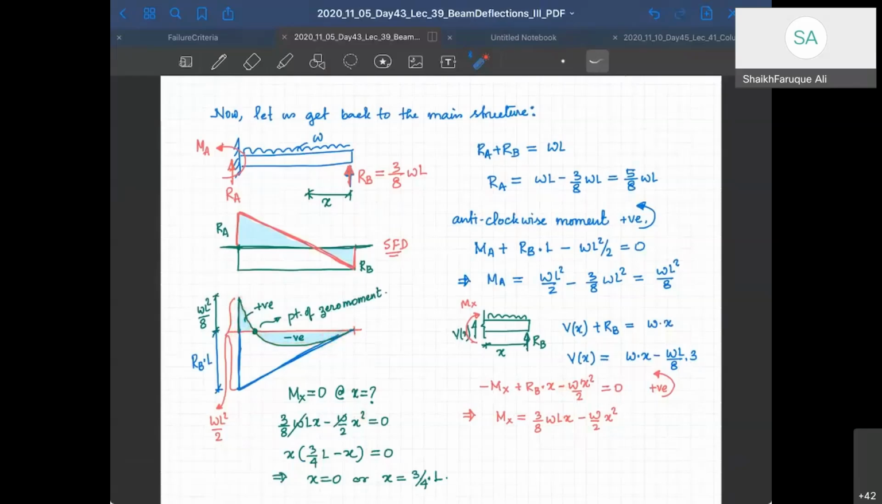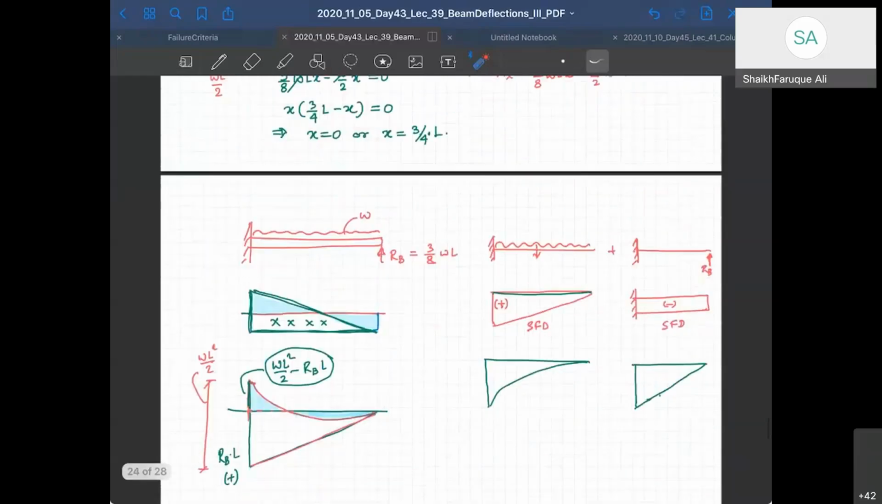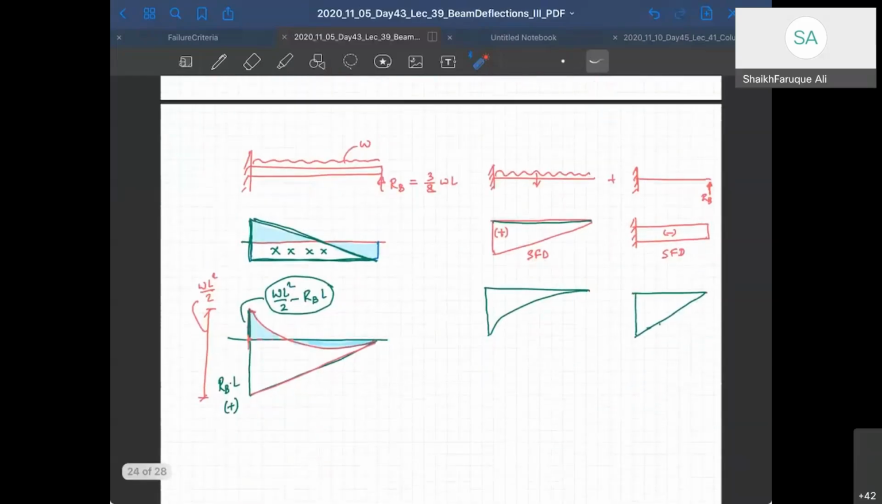Remember that with a UDL, it is supposed to be only like this, but now some part is negative and some part is positive because of the propped cantilever. Similarly, the SFD, which was supposed to be only a triangle like this, is still a triangle, but there is a sign change in the SFD at this location. So this location is going to be the point where you have maximum bending moment in the positive or negative direction. So this is how the superposition is done for the bending moment and shear force diagram.